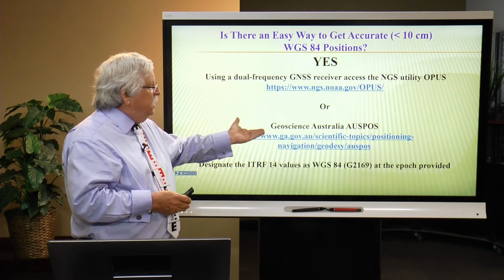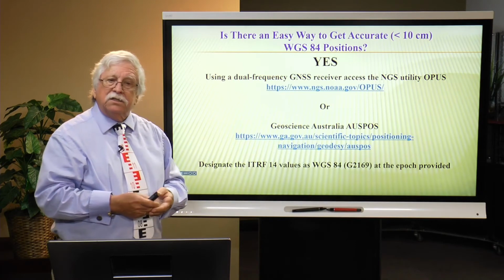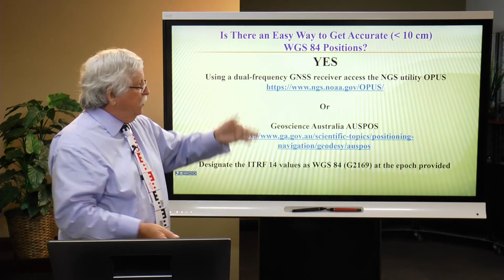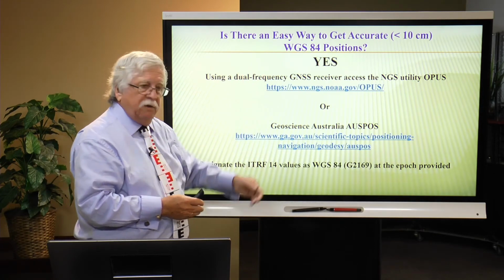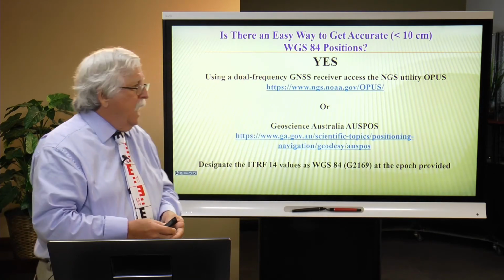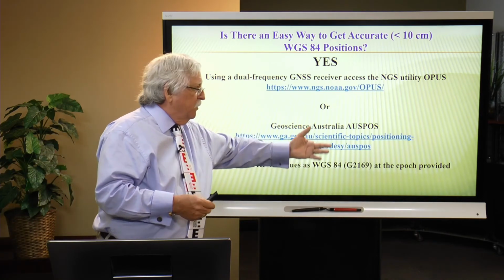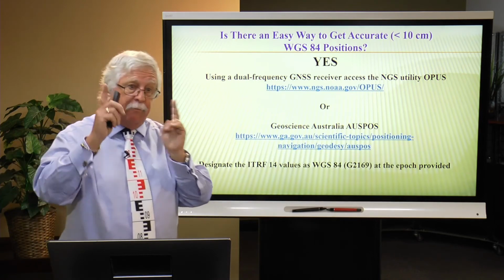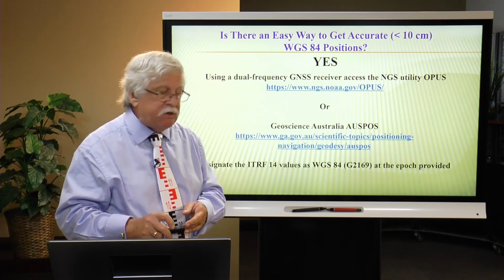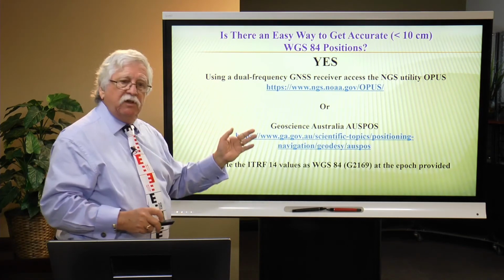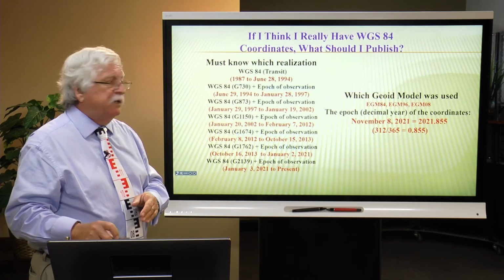Or you could just as easily, if you're someplace else in the world, you can use OPUS any place in the world, but you can also use Geoscience Australia's AUSPOS. It's a wonderful tool. The two of them are great companions. So you can literally go anywhere. Both of them will give you ITRF coordinates, and then you could simply change the ITRF values to be WGS84 G2139 at the epoch of whatever the date of the coordinates are that you've determined. So yeah, there is an easy way in which you can do this, but you have to be mindful of exactly what you're attempting to do here.